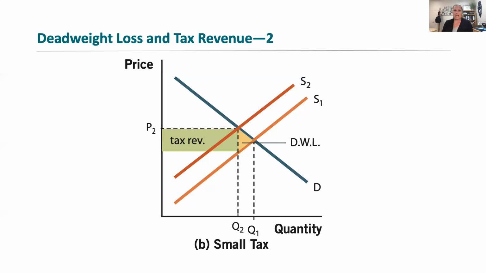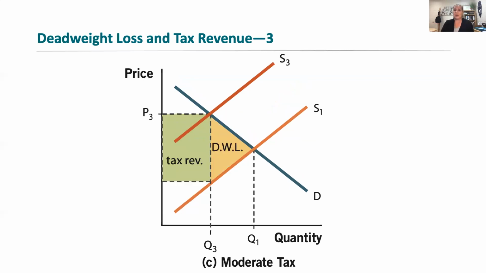So this is a small tax, and we can see, at least by estimating visually here, that the area of the green rectangle is larger than the area of the yellow triangle. So this would be a case where we benefit more from this tax in the form of revenue than what it costs us in foregone transactions. But what if the tax was a little bit bigger?